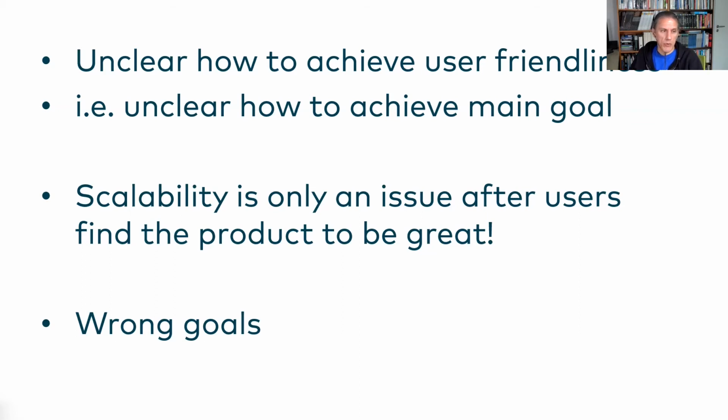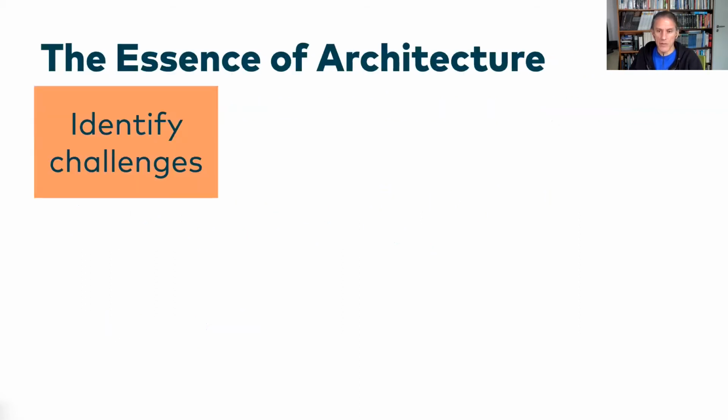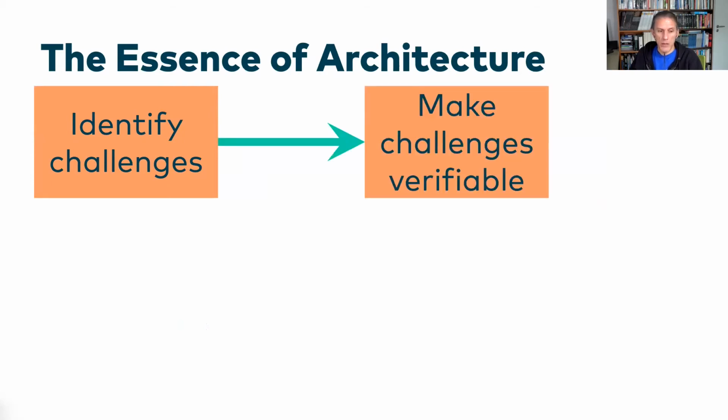And I think there is a huge problem here. And again, that is the reason why I think this is an annoying discussion. The essence of architecture to me is we need to identify the challenges that we have in the project. Then we need to make those challenges verifiable. So in this case, the challenge was user-friendliness. However, we can have a nice discussion about what is user-friendly.